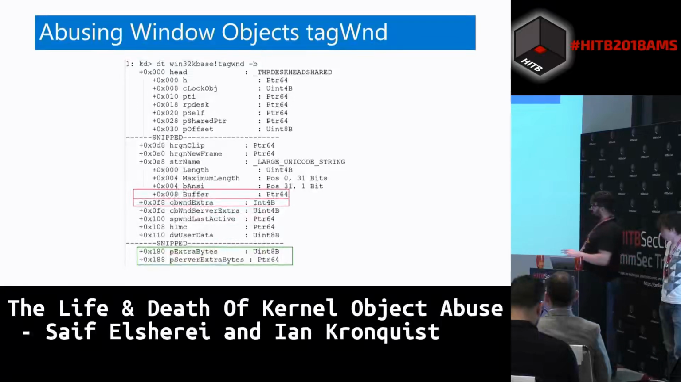So you can see I've highlighted some interesting members. You have the buffer and the CB window extra. The buffer is a pointer to the window name, and the CB window extra is the number of extra bytes that this window has in memory. The part highlighted in green is where this extra memory actually is. I think you can begin to see how this is going.